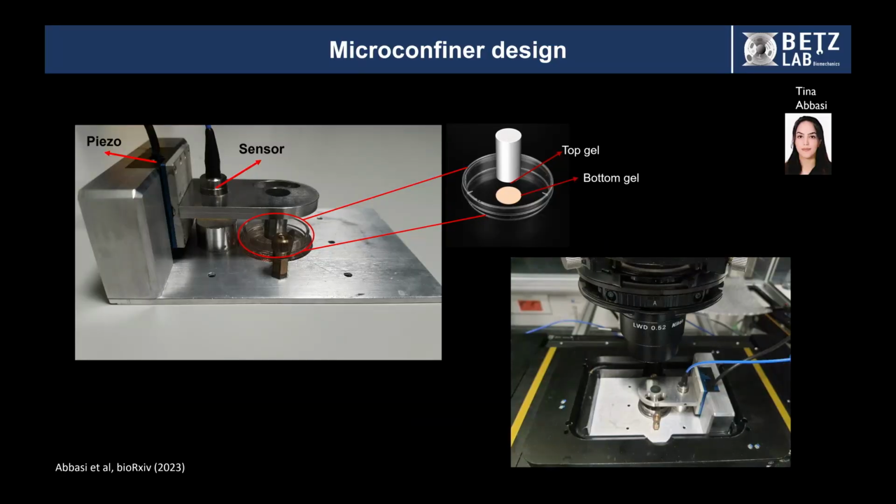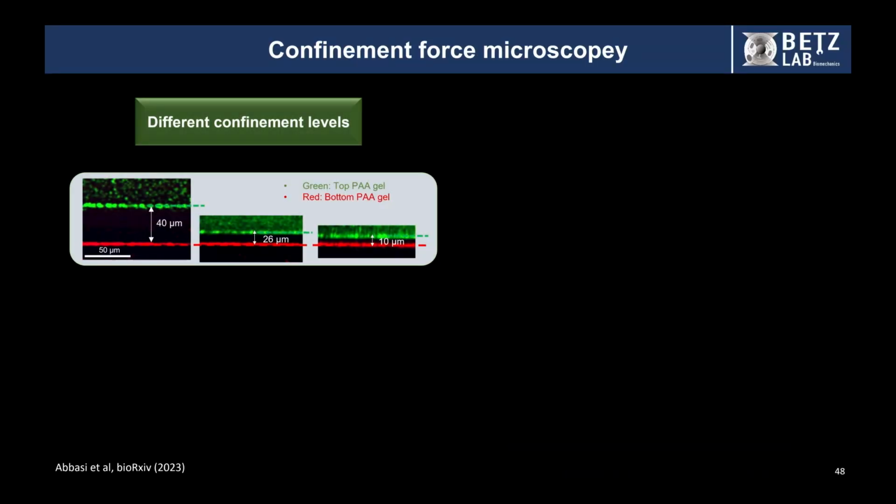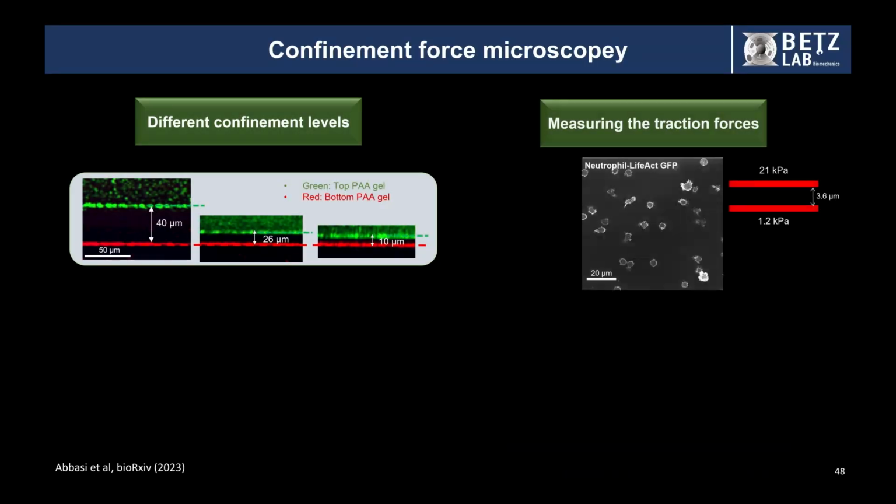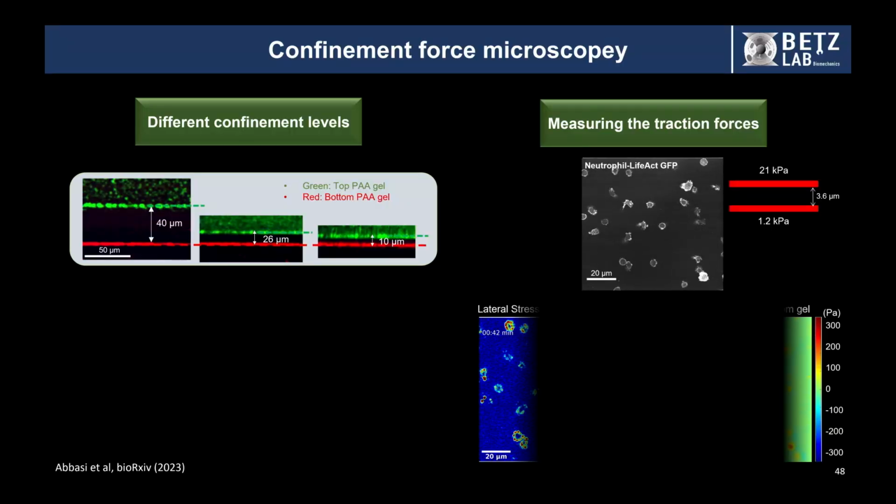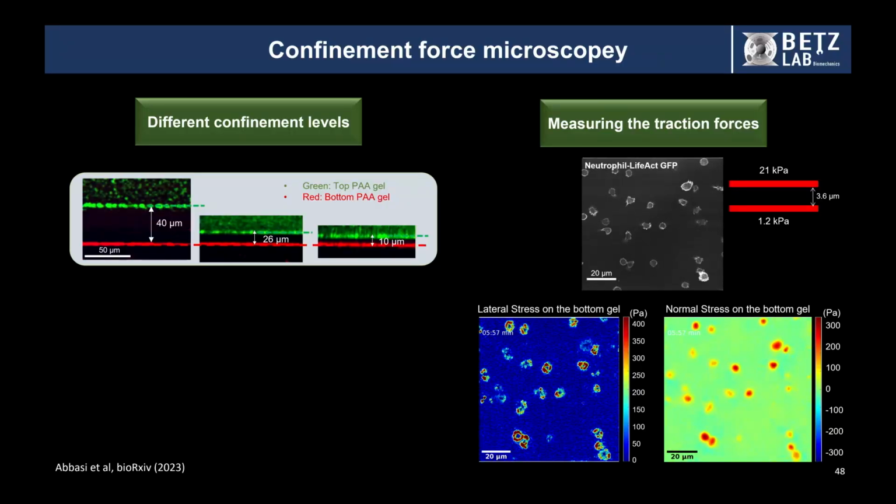Just for the people who might care, this is this confiner that I just showed you. It's kind of neat because you can go down to something like a couple of microns here. And here, for example, these are neutrophils. This is traction force of them that are just squeezed in here down to a couple of microns. You can do traction force because we have these polyacrylamide gels here. This is actually the C component of the traction force here.